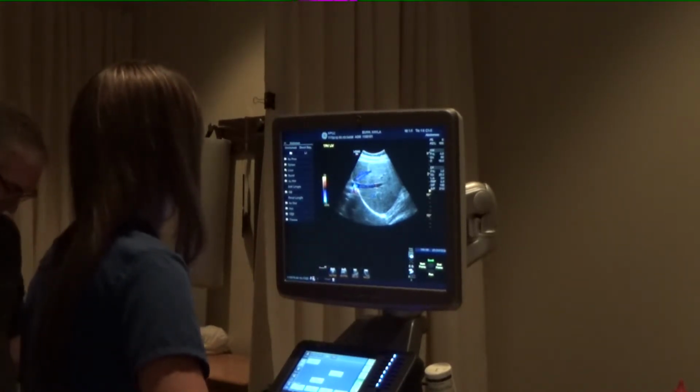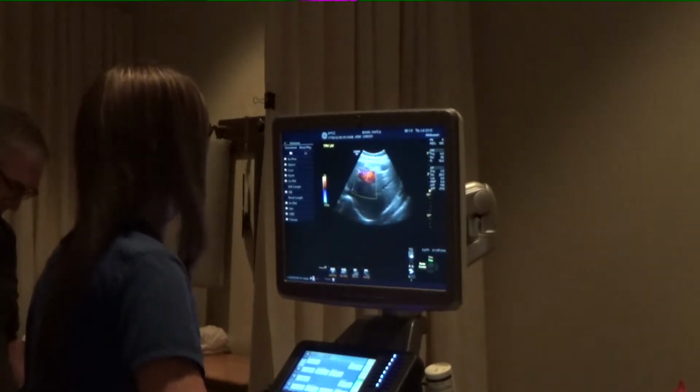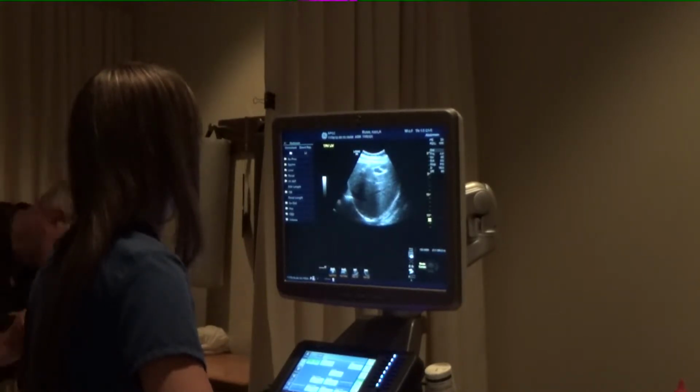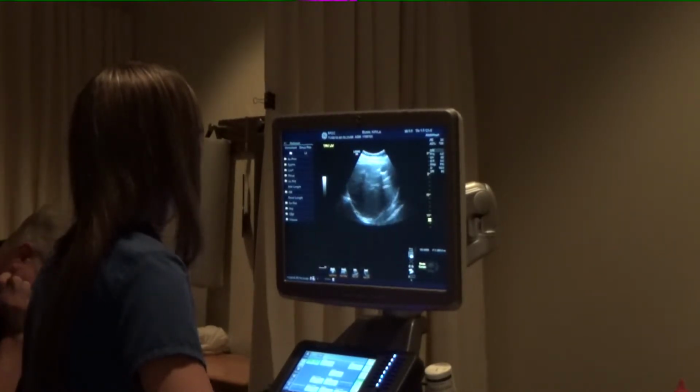Name 3 sonographic findings we would evaluate on a patient who has cirrhosis. You would be looking for a smaller echogenic liver with maybe some ascites, nodular borders.